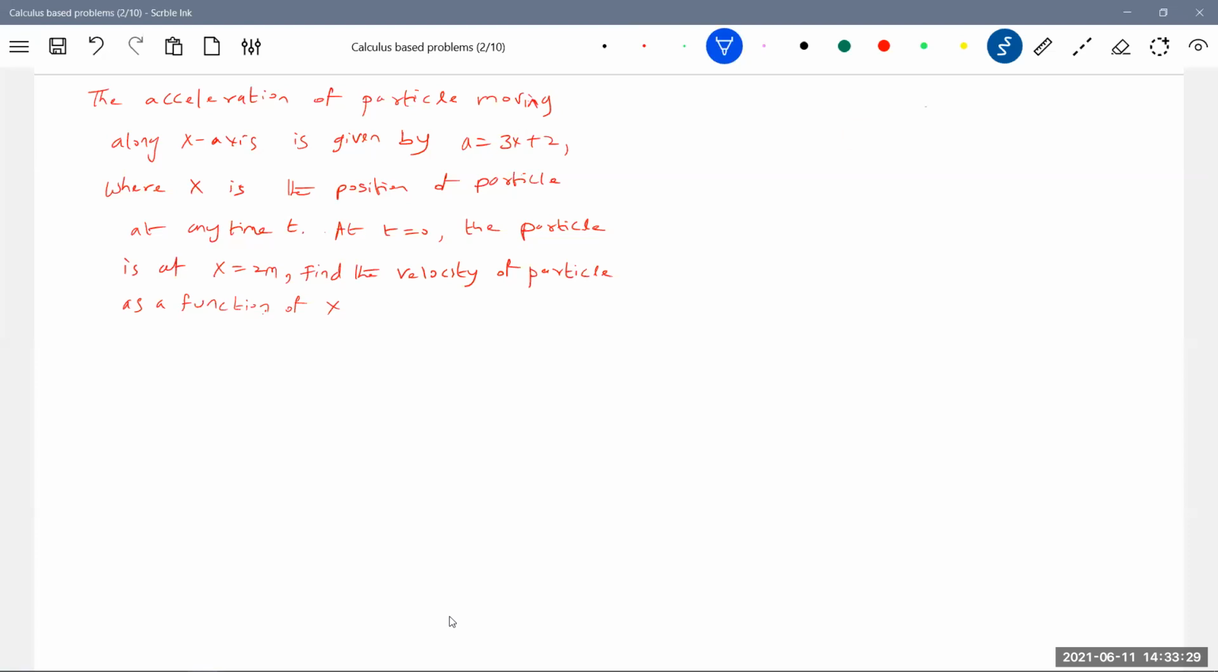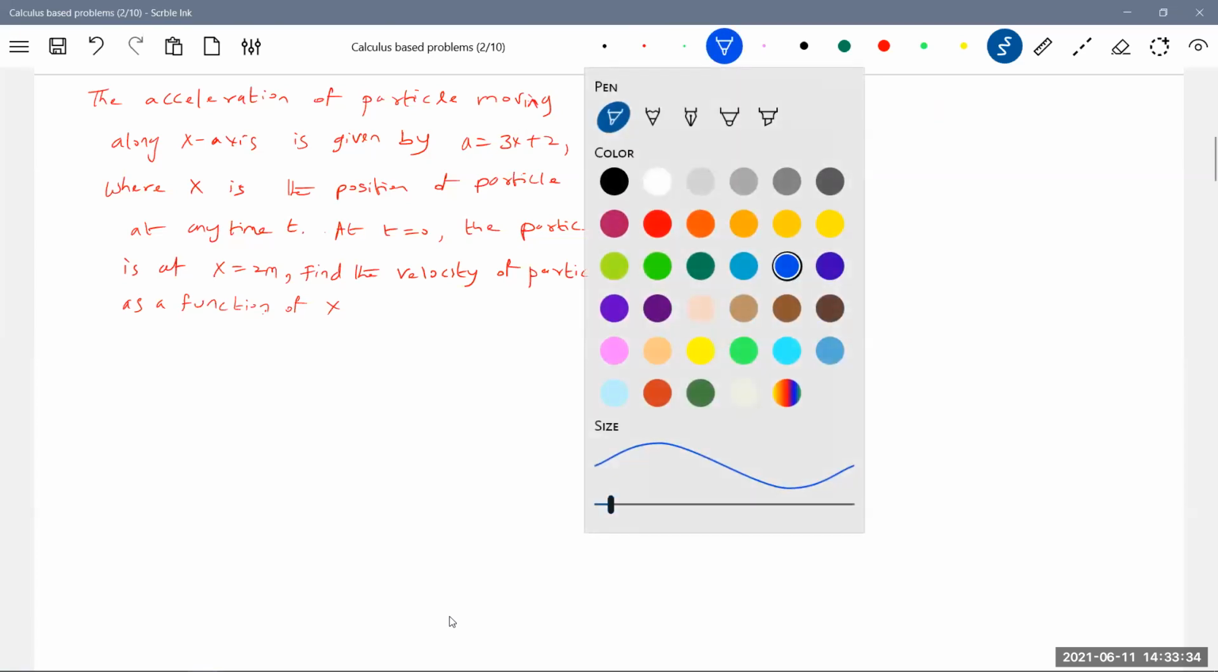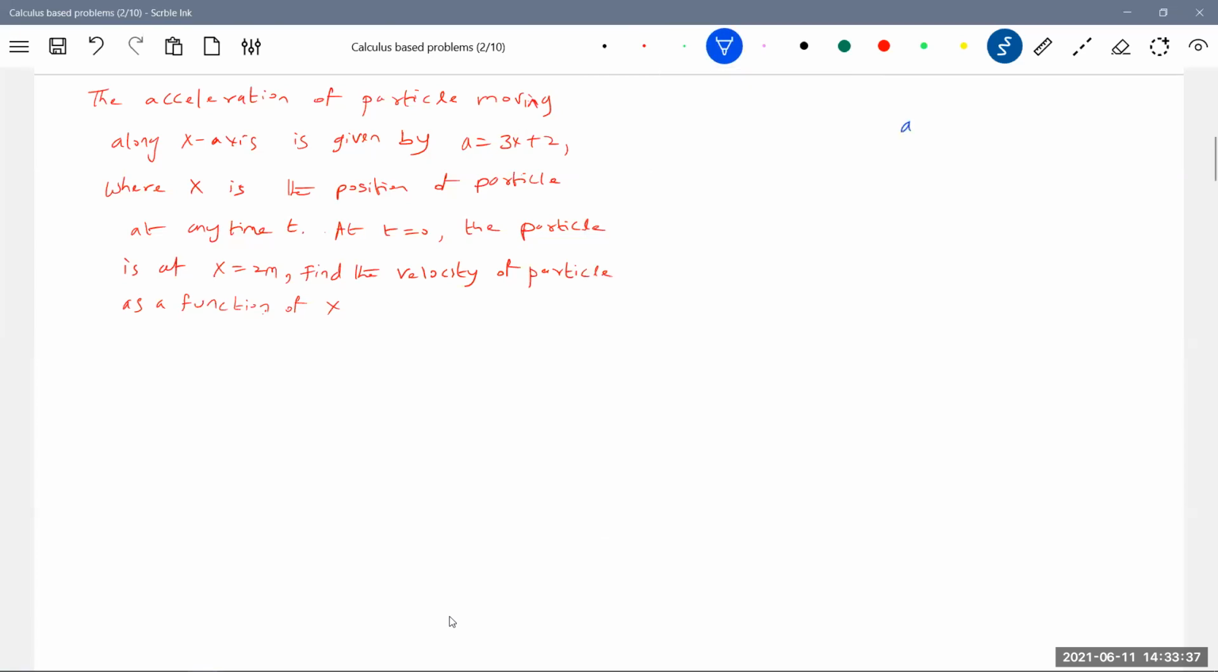If you know acceleration, we know acceleration equal to dv by dt. This I'll multiply and divide by dx. So this can be written as dv by dx times dx by dt, which will become v. So very popularly, we write it as acceleration equal to v dv by dx.